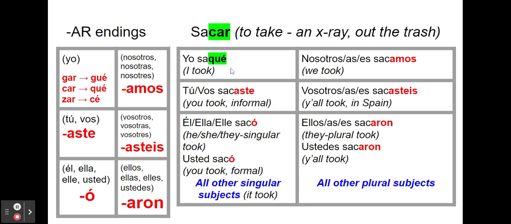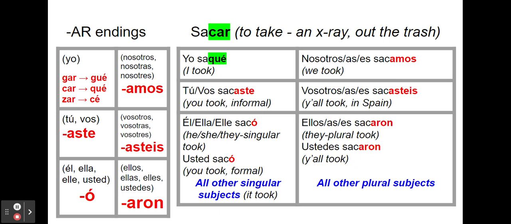So yo saqué means I took. So yo saqué la basura, I took out the trash. Yo saqué la radiografía, I took the x-ray. Then after that, instead of QU, we go back to having a C in all of the forms. QU only shows up in yo form.